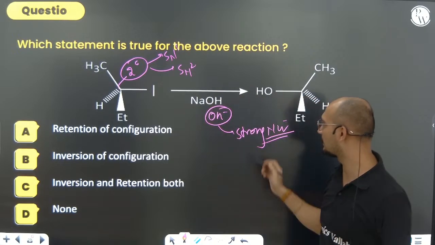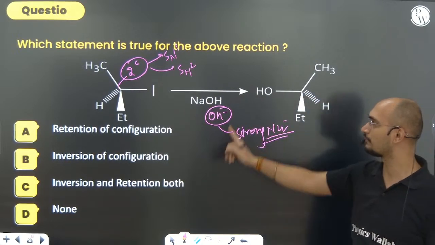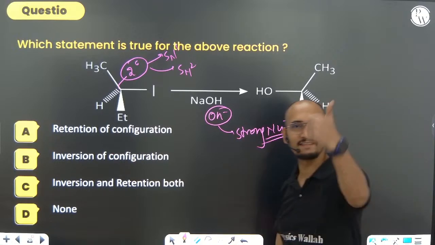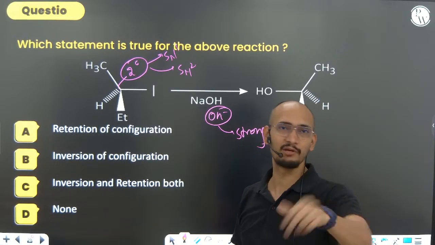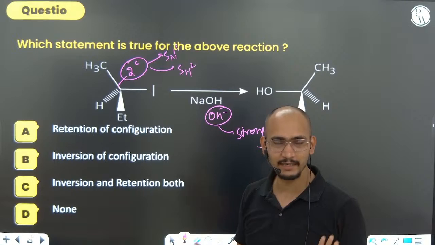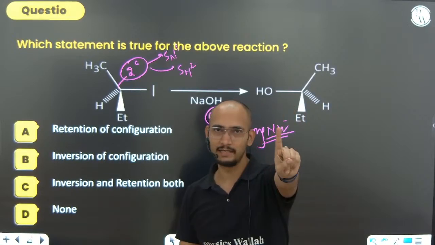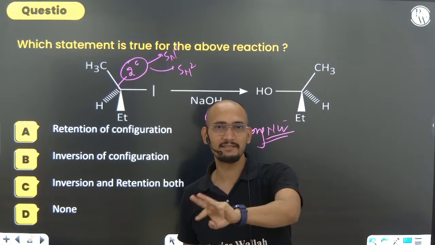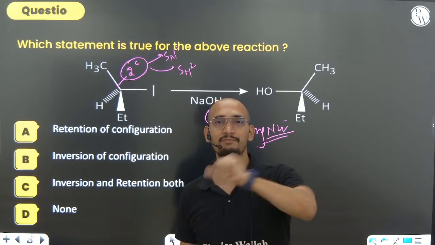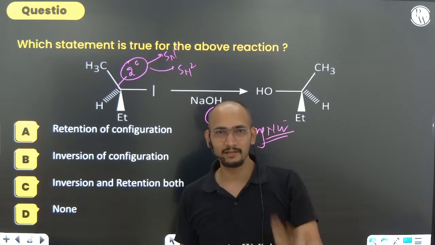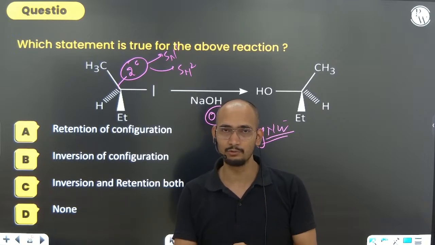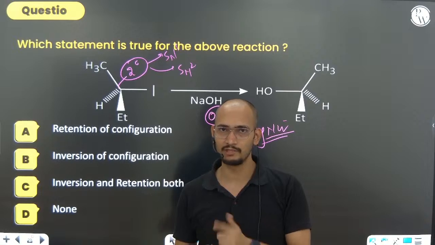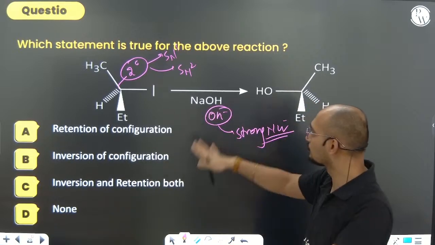But on what basis will it depend? On the nucleophile. If the nucleophile is stronger, it will go for SN2. If the nucleophile is weaker, it will go for SN1. Does this make sense? Whenever it is 1 degree, it always gives SN2. If 3 degree is there, it always gives SN1. If 2 degree is there, it will depend on the solvent and the nucleophile you are using. Here the nucleophile is strong, so it will go through SN2.